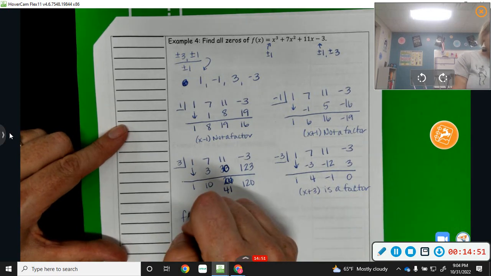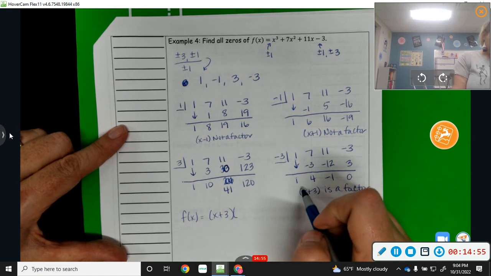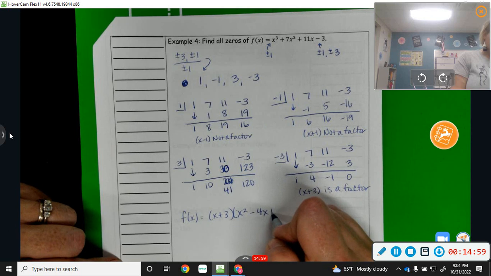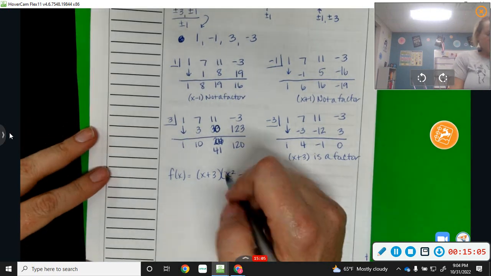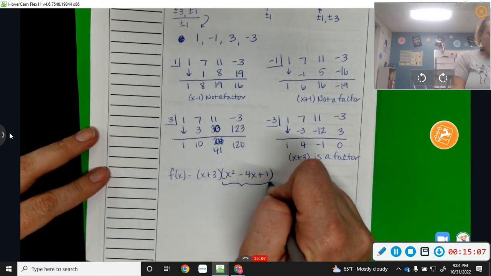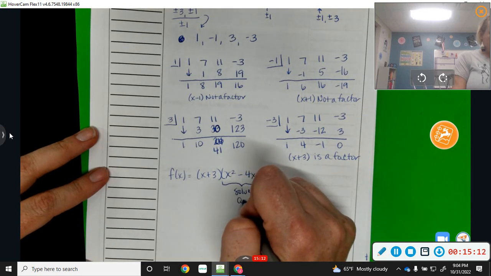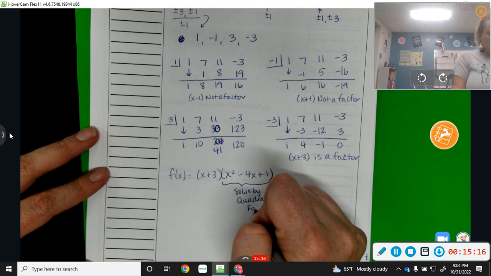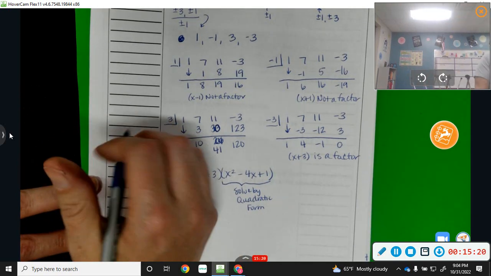So now my f of x equals x plus 3, and we're left with x squared minus 4x plus 1. Okay? Now this is not factorable. So we're going to solve this by the quadratic formula. Or you can complete the square. I don't care, whichever one you want to do. If you want to complete the square, I'll do it off to the side.